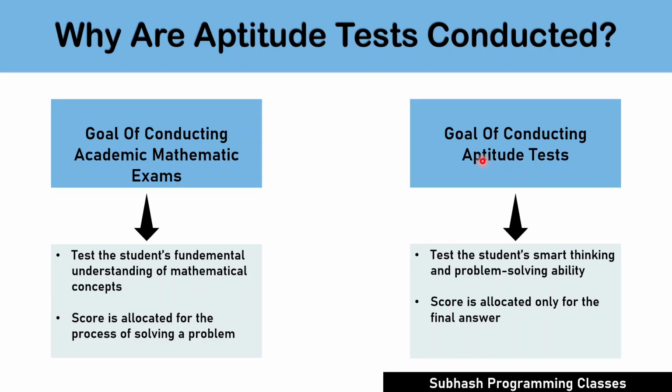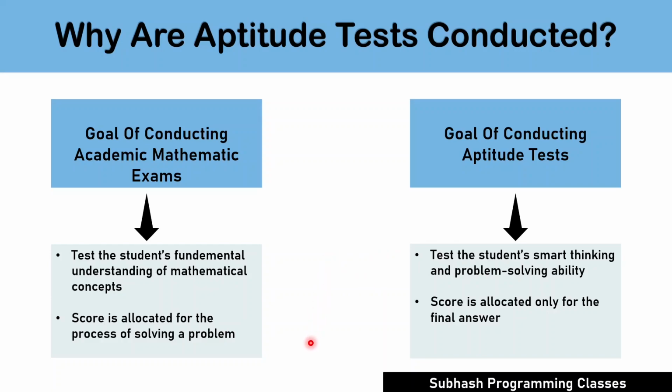The school grades only tell whether a candidate has understood the fundamental concepts of mathematics or not. That is, school grades do not indicate a candidate's smart problem solving ability. In other words, school grades will not indicate how fast a candidate can solve a given problem. That is the reason why companies conduct aptitude tests. Most aptitude tests are designed to evaluate the smart thinking and problem solving ability of the candidate taking up the test.